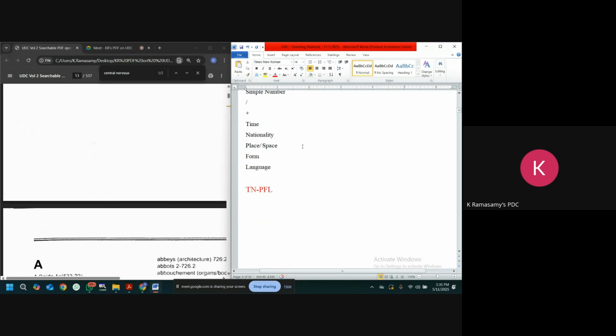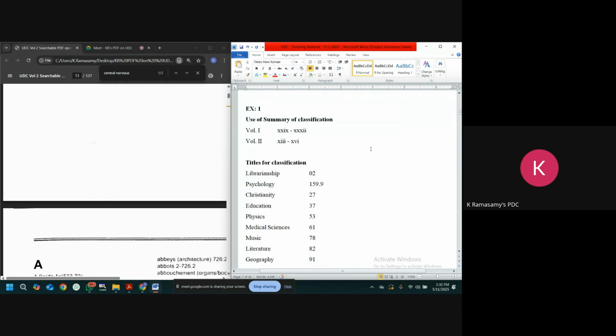Simply put, after writing the UDC number, whenever you want to add numbers taken from the tables, you need to follow this particular order. What is the order? TN hyphen PFL. T stands for time, N stands for nationality, P stands for place, F stands for form, L stands for language. This is the order in which numbers taken from these five different tables can be listed in a UDC number. Just remember TNPFL. Okay, good.